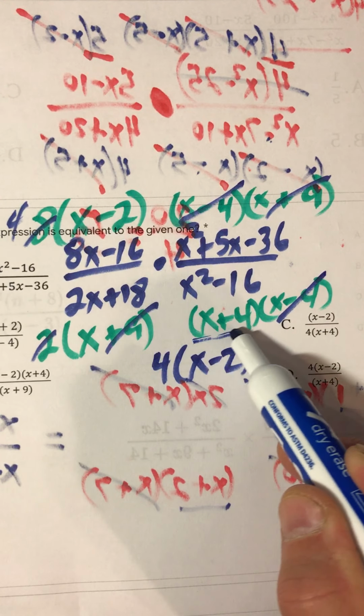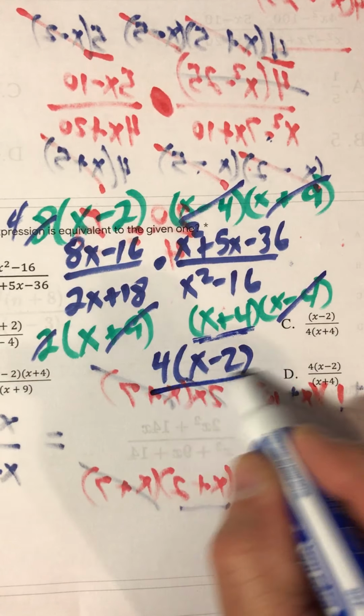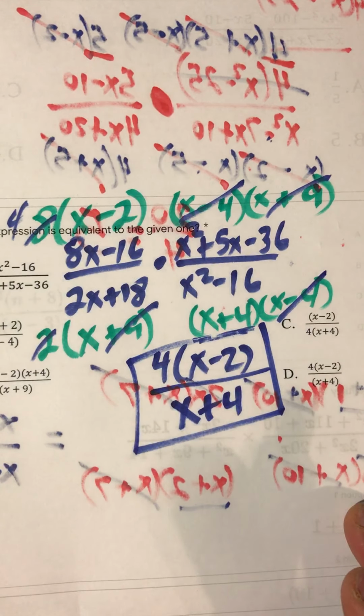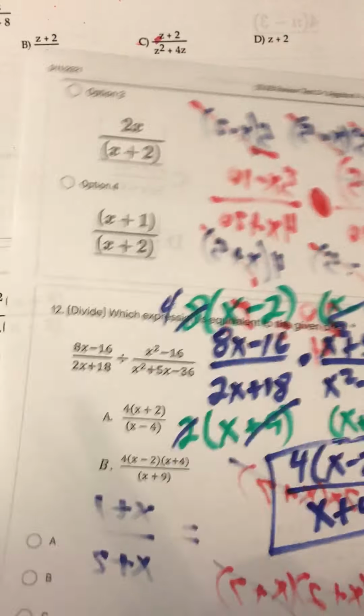Don't forget, you've got to continue looking at what's left over, the x plus 4 right there, okay? All right, number 13.